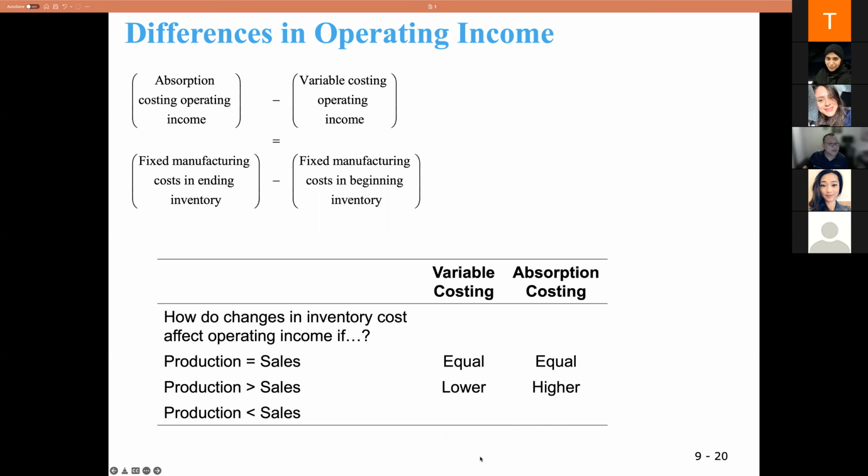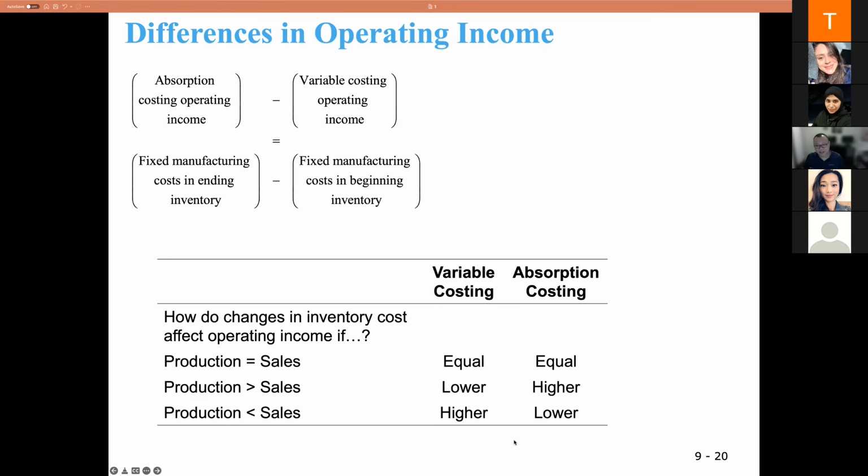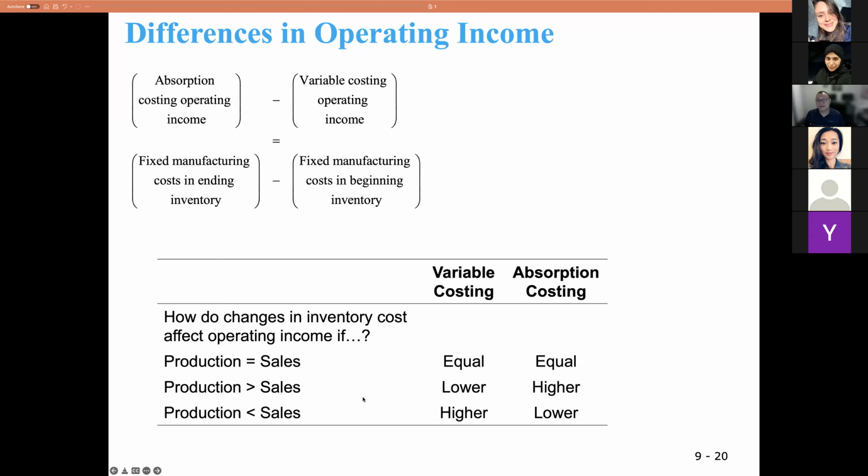So basically, okay, Bianca? It's too easy, right? The variable costing will be much higher than the absorption. Yeah, very good. So make sure you know this.